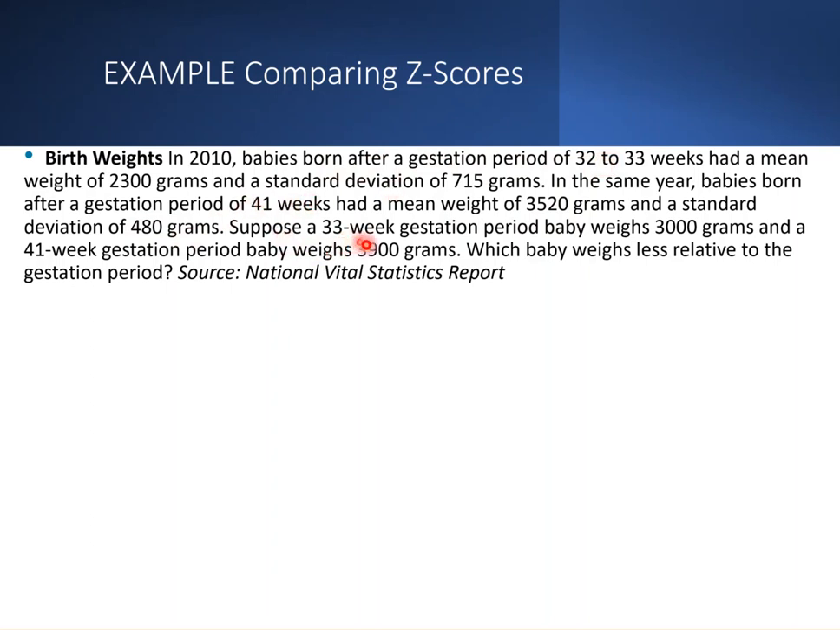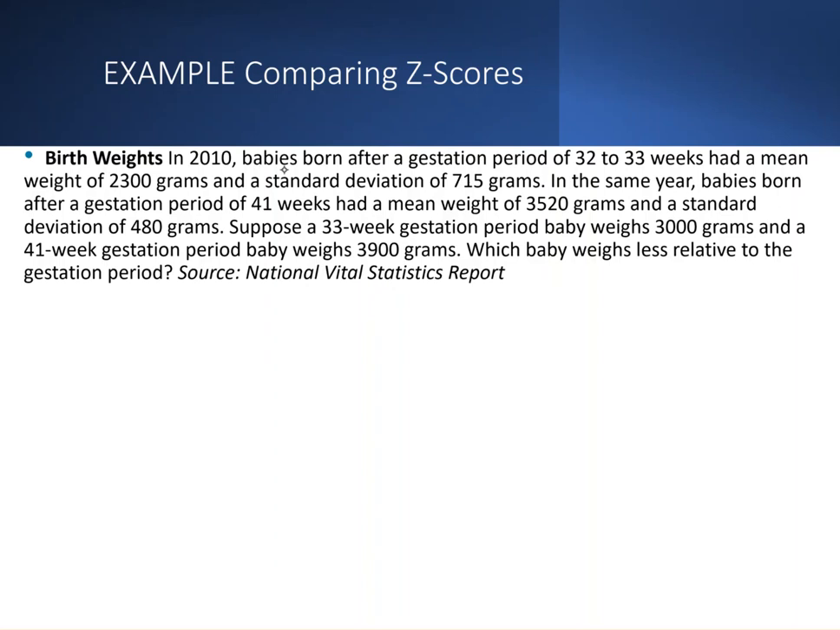Now suppose a preemie baby weighed 3,000 grams and a full-term baby weighed 3,900 grams. Which baby do you suppose weighed less relative to their gestation period? So we want to compare who weighed less. Intuition's going to tell you that the preemie baby obviously weighed less than the full-term baby because that's the nature of the preemie versus full-term. But if I want to compare them to other preemie babies and other full-term babies, that's what we're going to do with this z-score.